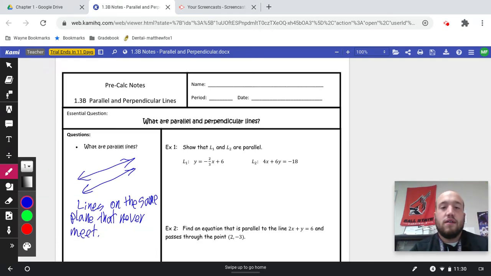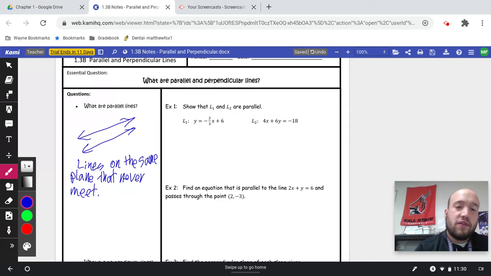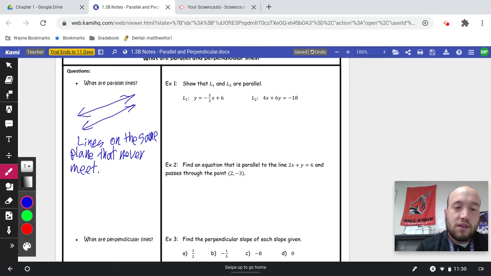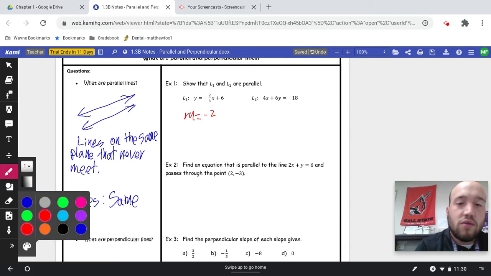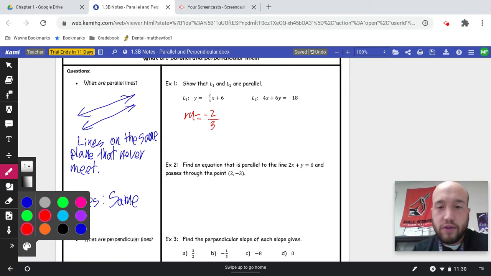All right, now when we look at this first example here, it says show that L1 and L2 are parallel. And in order to show that two lines are parallel, their slopes are going to be the same. So if we look at this first one, L1, we see that L1 has a slope of -2/3. So now we move over to the second one.